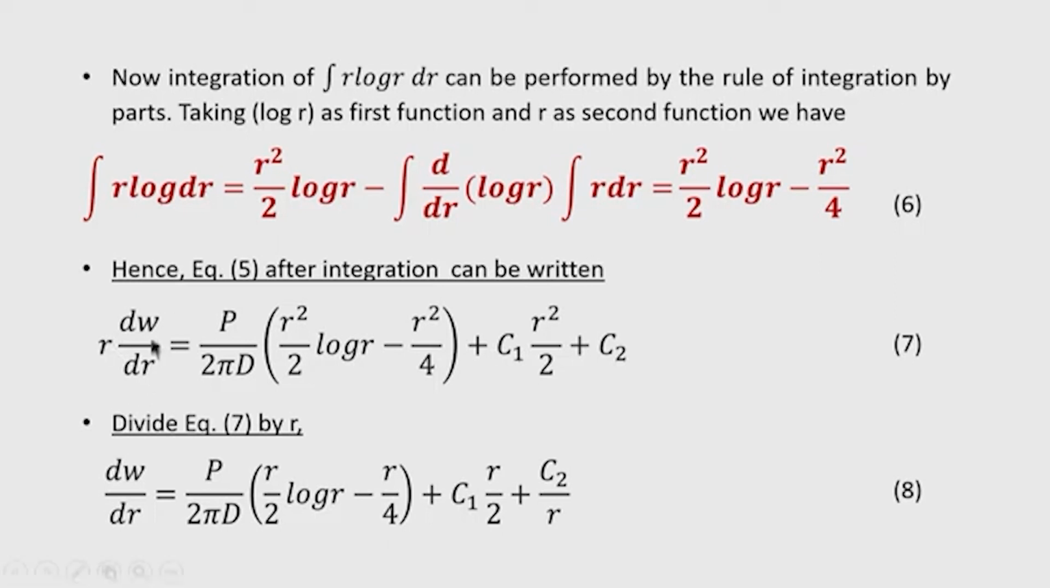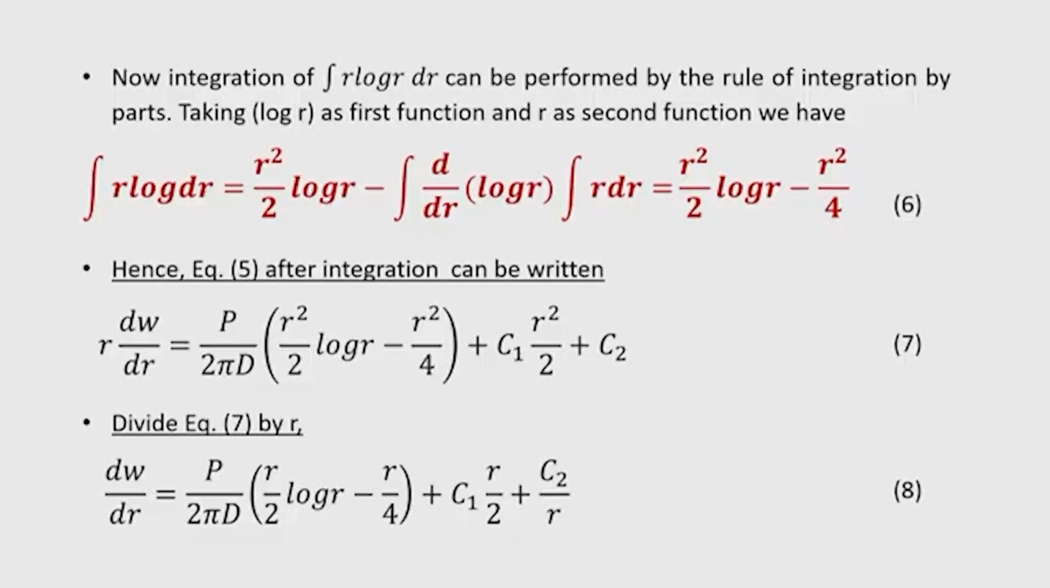So, dividing both sides by r, we get on the left hand side dW by dr, that is the slope of the plate, equal to P by 2 pi D bracket r by 2 log r minus r by 4 plus C1 r by 2 plus C2 by r bracket closed. Now, this expression represents the slope along any radial distance, because it is an axisymmetrical problem. So, at any angular direction it will be the same.